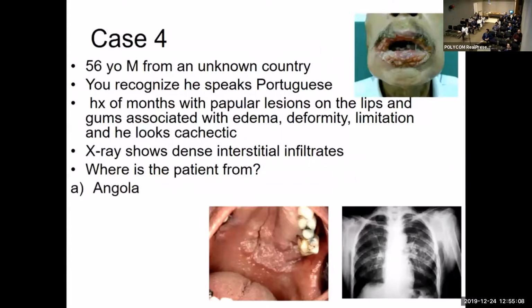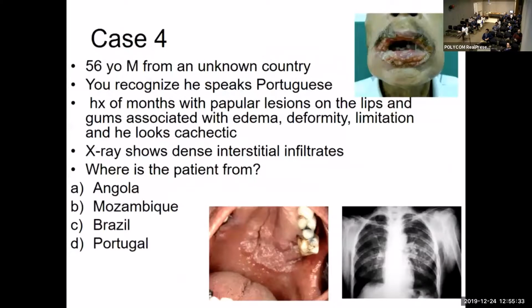Angola. Somebody wants no Angola. Mozambique. All these countries are Portuguese speaking, by the way. Brazil. Okay, one Brazil. Portugal. Okay, so hands for Angola, hands for Mozambique, hands for Brazil. Okay, good. So yes, this patient is coming from Brazil.